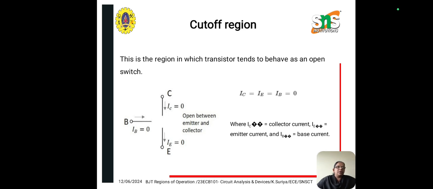So we can say the transistor operates in the cutoff region when both the emitter and the collector junctions are reverse biased. As in the cutoff region, the collector current, emitter current and the base current are nil, and it is written as IC is equal to IE is equal to IB is equal to 0, where IC is the collector current, IE is the emitter current, and IB is the base current.